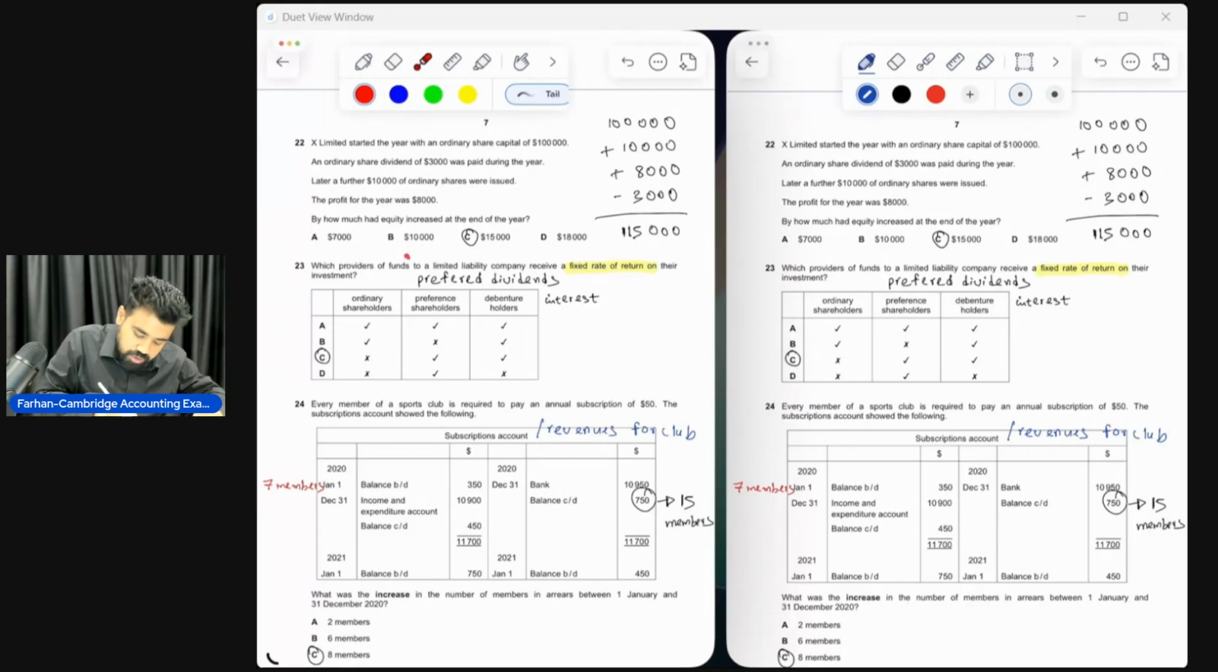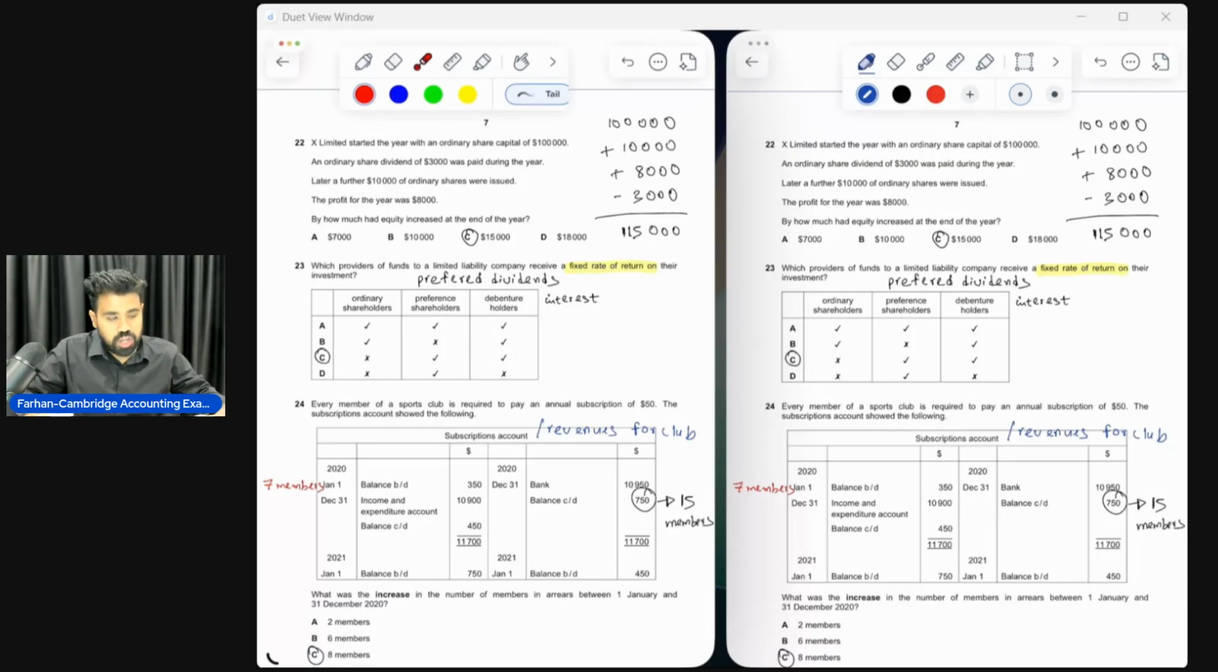Which providers of funds to a limited liability company received a fixed rate of return on their investment? Okay. Ordinary shareholders are the common shareholders. It is referring to the general public. Let's say, like there is a company. If you're based in Dubai, and let's start with any company, random company, which is listed in the stock market. That is why it is a limited liability company.